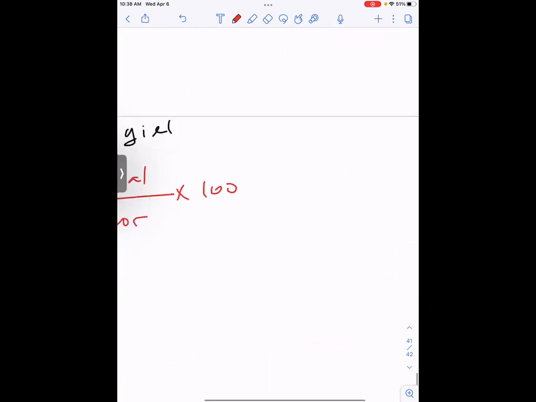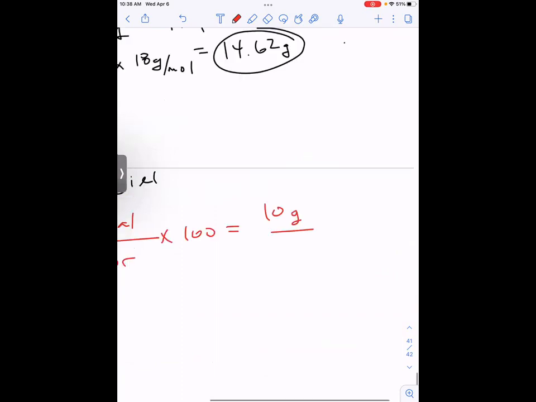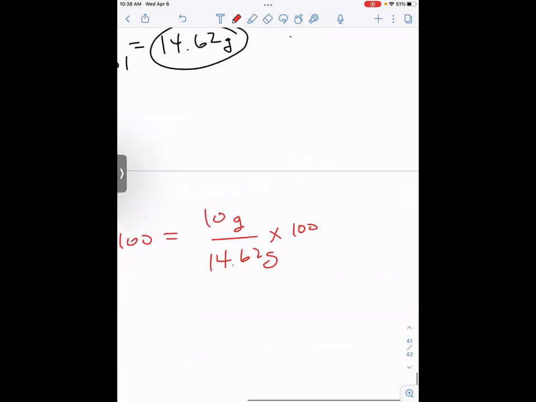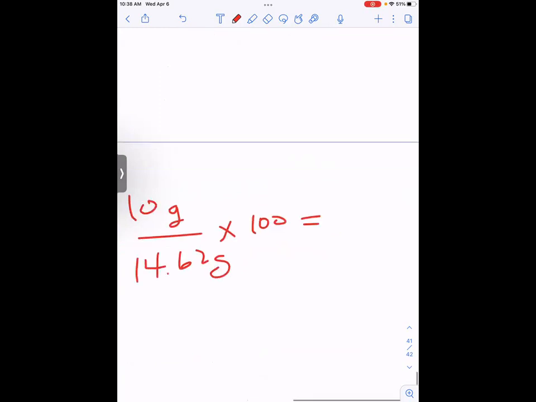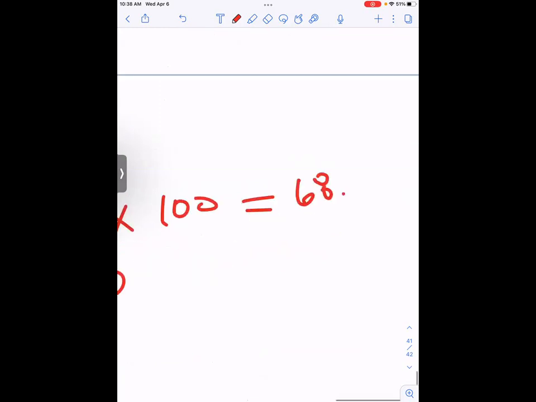So it's going to be 10 grams divided by 14.62 grams times 100. What do we get for that number there? 68.4%.